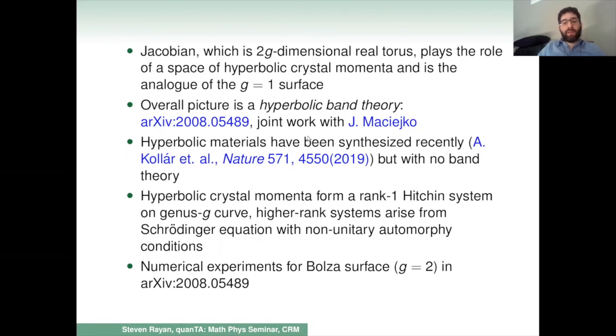And in our paper, I just want to remark that we looked at particular higher genus Riemann surfaces. For instance, the Bolza surface, which is the most regular genus 2 surface, and we computed its band structure numerically in our paper.